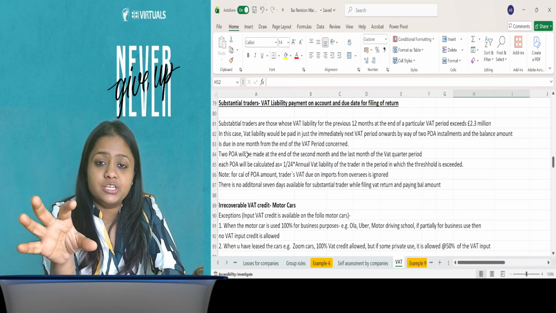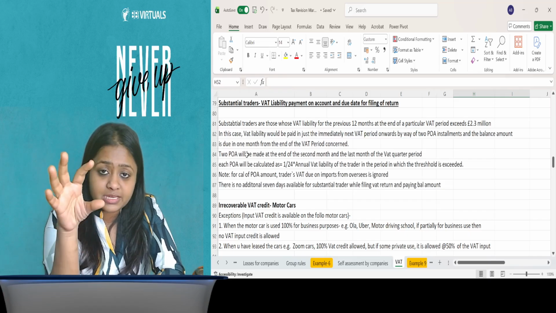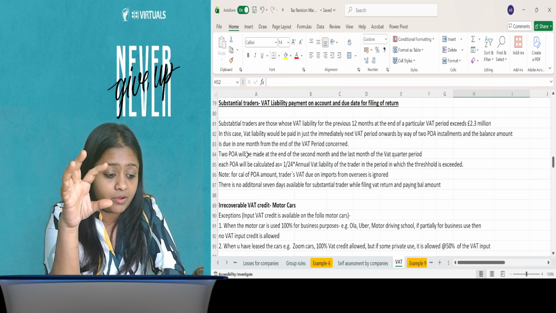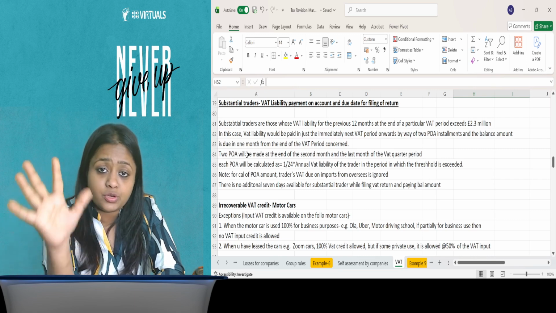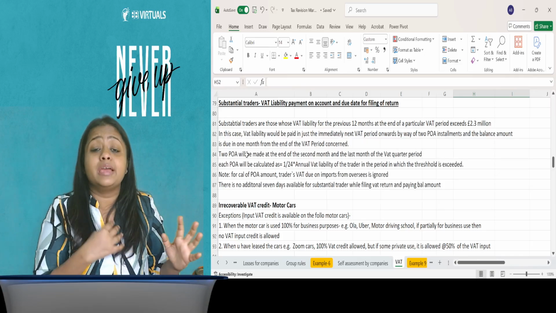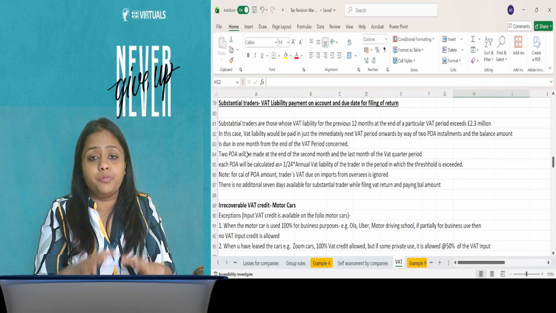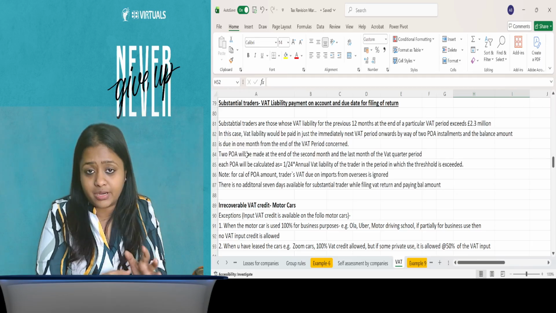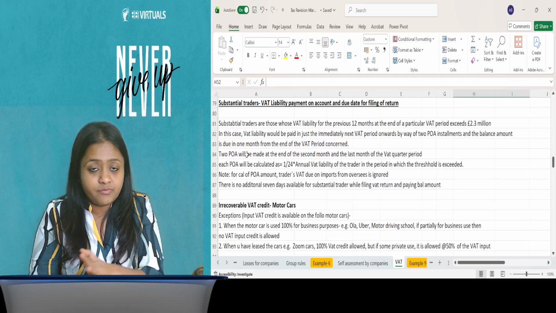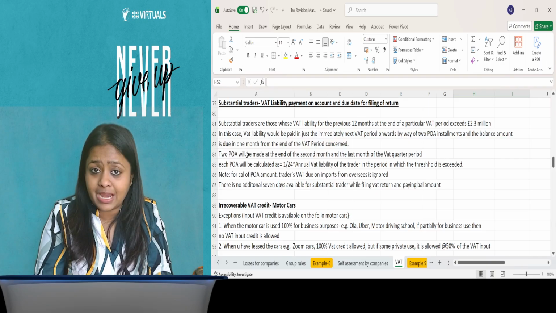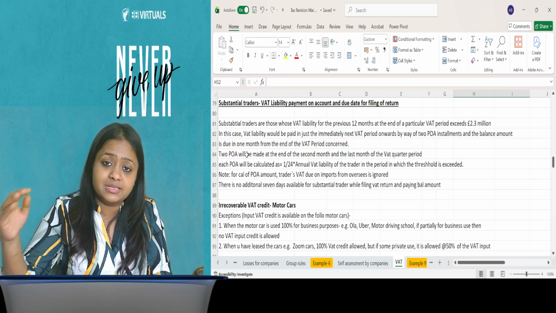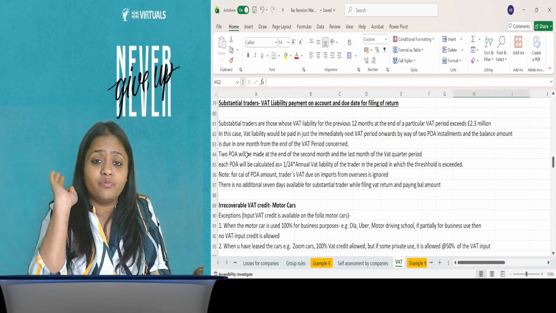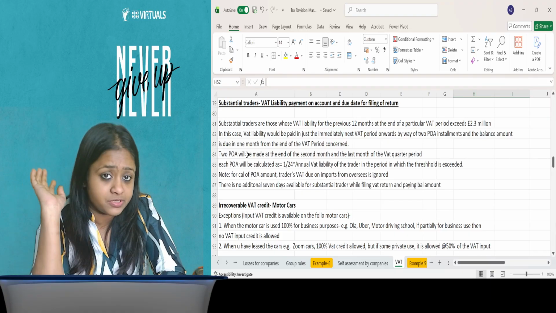Okay, so substantial traders means that if there is a trader who has a VAT liability in the previous 12 months exceeding 2.3 million, then they need to deposit VAT. The due date is, by whatever the VAT period is, the VAT period end plus 1 month and 7 days, to deposit the VAT. But for substantial traders, they will only get 1 month after the VAT period end to deposit VAT.